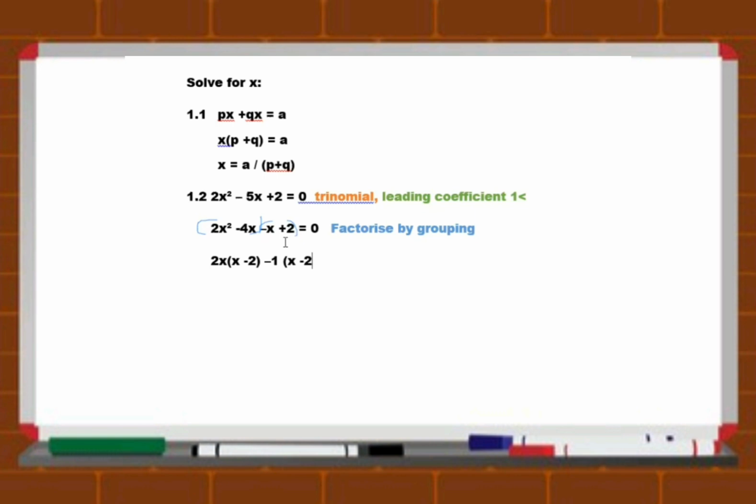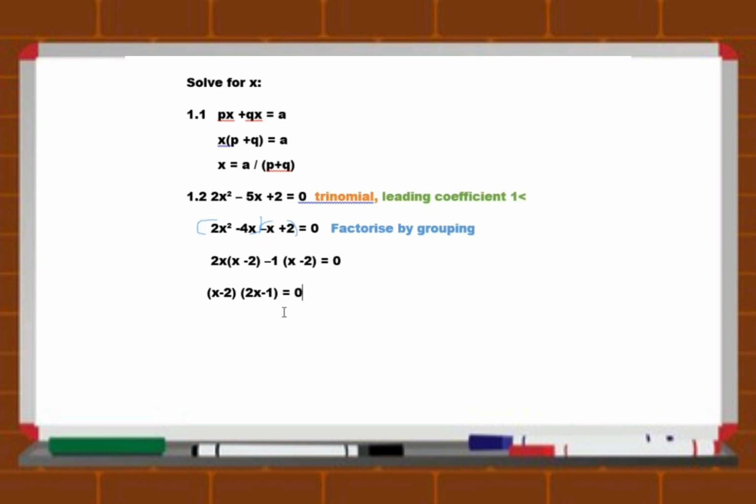All right? And remember, they still have to be equal to 0 because this is an equation. You're not simplifying, you're solving for x. So you look at these two, what's the common factor between the two? It is x minus 2, right? And then take these two, 2x minus 1, still equals to 0, right?